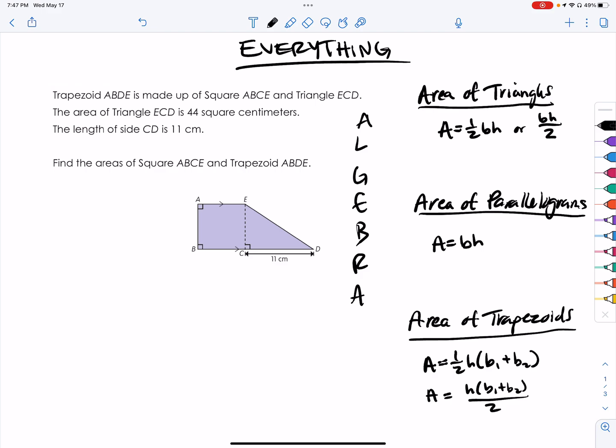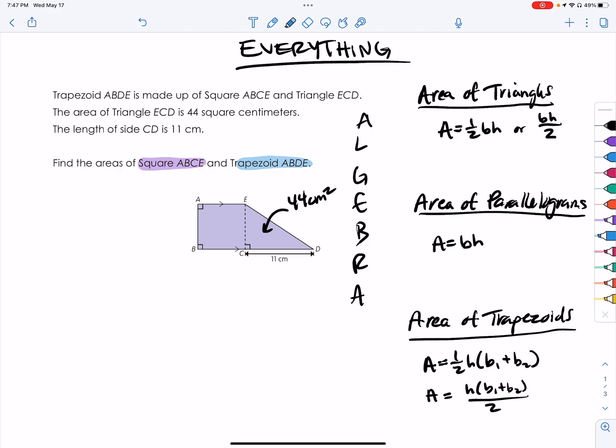So in this first question, we know that trapezoid ABDE is made up of a square and a triangle. The area of the triangle is 44 square centimeters. And the length of CD is 11. So we need to find, I'm going to highlight this in purple, so that way I know I can do 2 separate calculations. We need to find those 2 things.